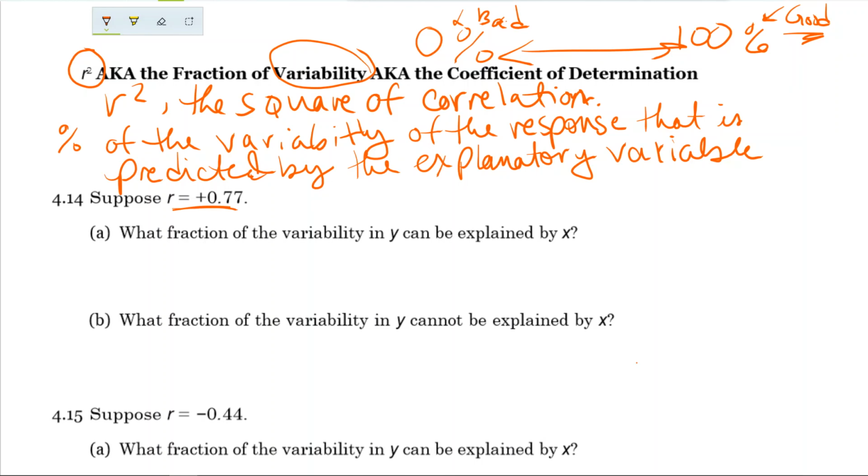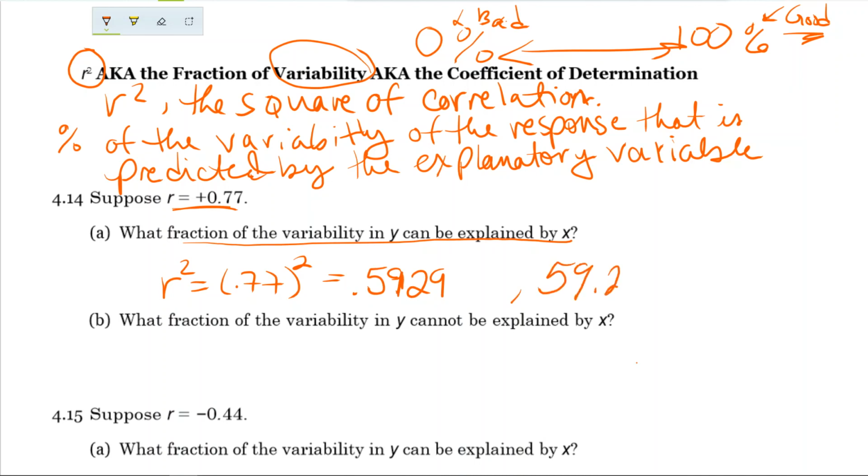Anyway, what fraction of the variability in y can be explained by x? That's exactly what R squared does. So I'm just going to take R and square it. 0.77 squared is 0.5929. So if we were to describe this, I would say about 59.29%.